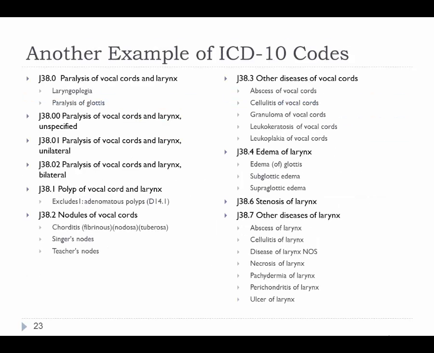This slide illustrates the increased complexity and specificity of codes in the ICD-10 CM manual. For example, in the current ICD-9 CM manual, there is only one benign vocal pathology listed under other diseases of vocal cords, and it is listed as nodules. In ICD-10 CM, nodules of the vocal cords has its own individual code, and 5 other possible benign vocal lesions are listed under other diseases of vocal cords.